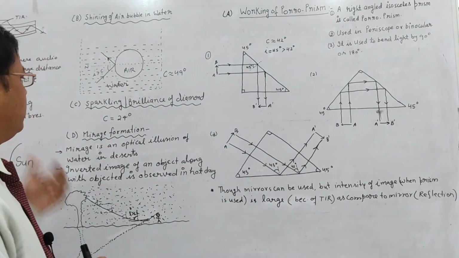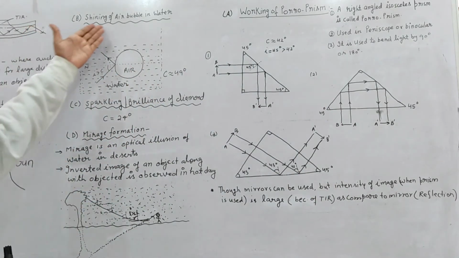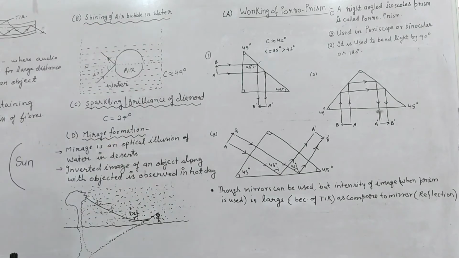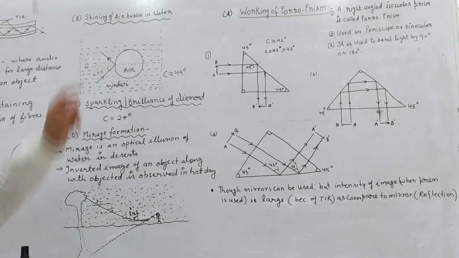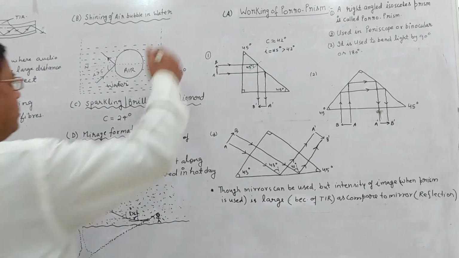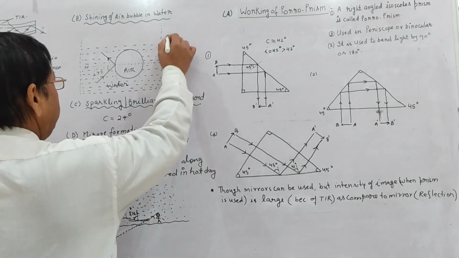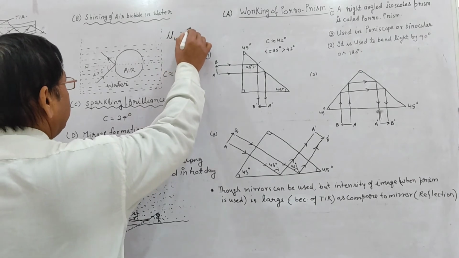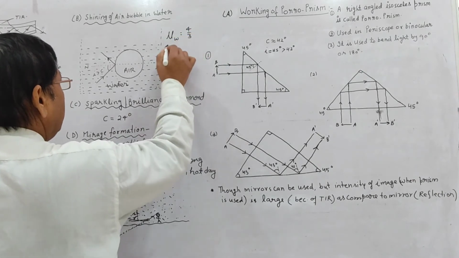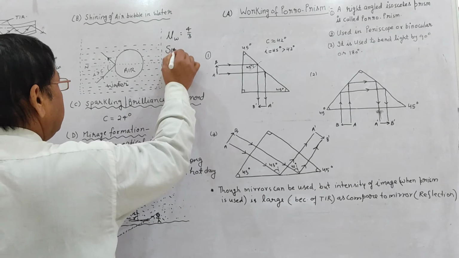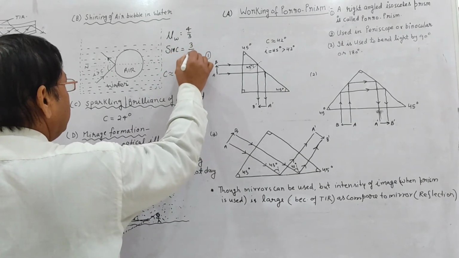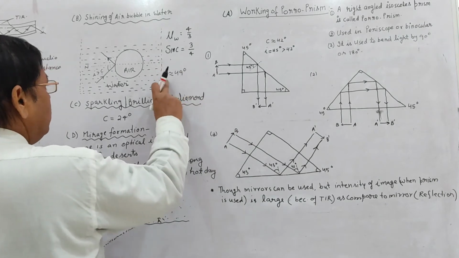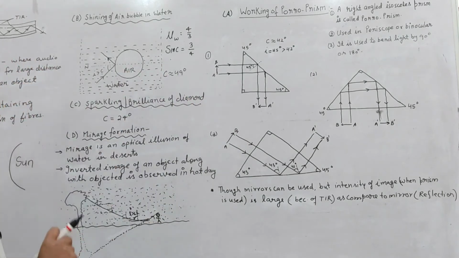The second application is the shining of an air bubble in water. Suppose this is water and this is an air bubble. The refractive index of water is 4/3. So sin C is 3/4. Hence, when C is calculated, it is approximately 49 degrees.